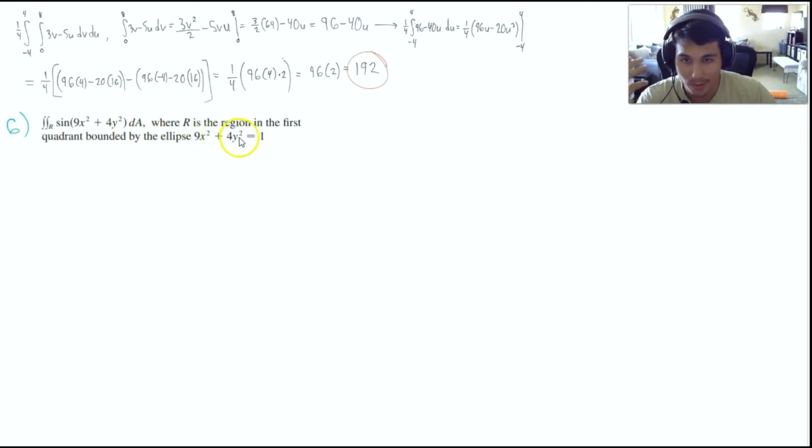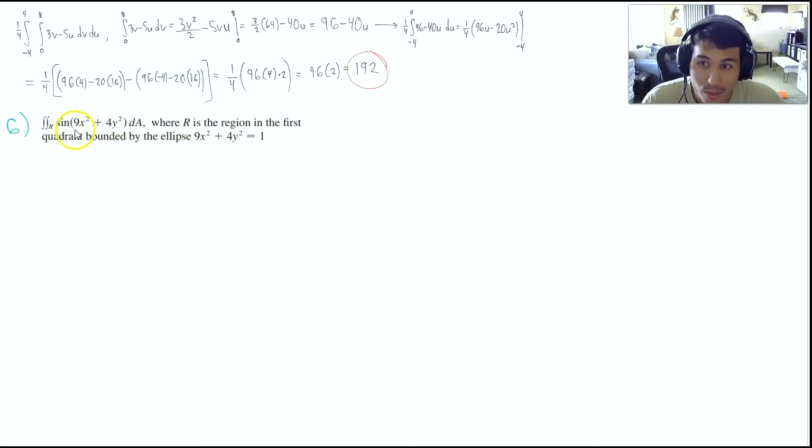9x squared plus 4y squared is equal to 1. You cannot just put sine of 1 and then integrate. That won't work, okay? As much as I would love that to be true, it's not. We have to go through some misery and pain first before we can actually get the answer. So let me help establish that misery and pain real quick. We need a u and a v.